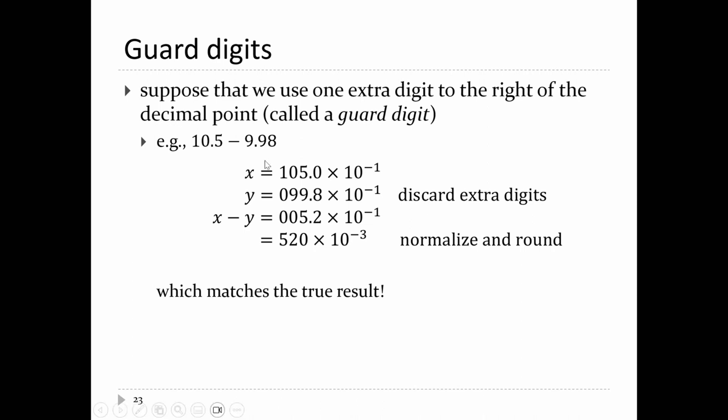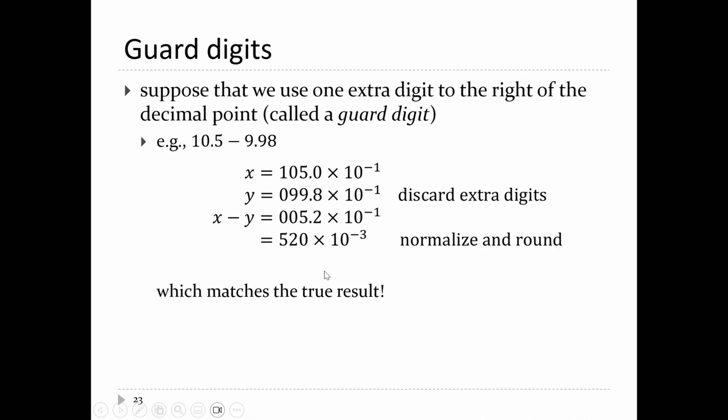Again, remember that the reason we're doing this is because when I compute this sum or difference, I have to make sure that these two exponents are the same. So now when I compute the result, I get 5.2 times 10 to the minus 1. I'm allowed to hold that fourth digit, so I can hold the 0.2 now. And now I can convert that 5.2 back to its correct floating point representation. Remember, I'm not allowed to have a 0 in the first place. So I correct that to make that 520 times 10 to the minus 3. And now I have the correct answer.